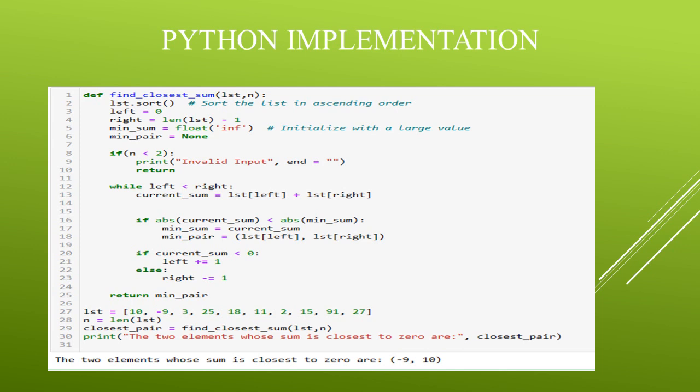Python implementation. We define the function find closest sum. Then we sort the list in ascending order. After that, we initialize it with a large value. Then we use the if loop. After that, we create a list, then print the two elements whose sum is closest to 0.